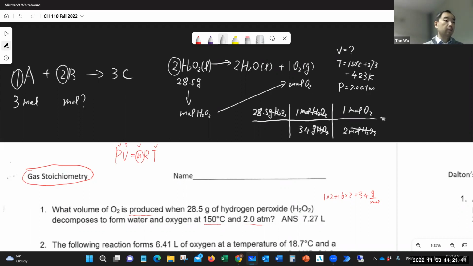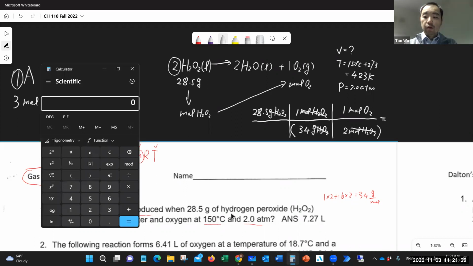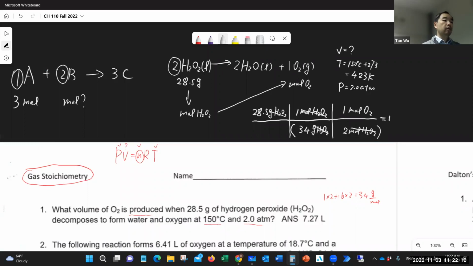Okay, now based on this, you figure out the moles of oxygen. Again, you have to make sure you have parentheses to cover the bottom part. So 28.5 times 1 divided by parenthesis 34 times 2 parenthesis, and you get 0.419. So you have 0.419 mole, and this is the moles of the oxygen.